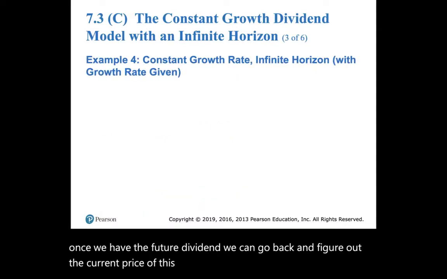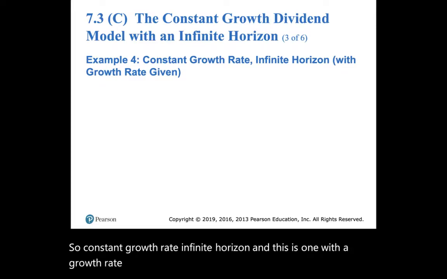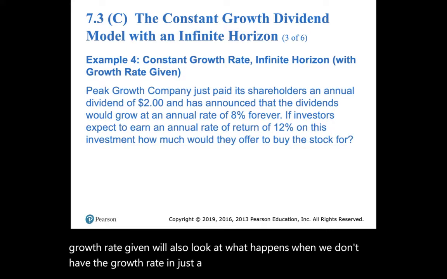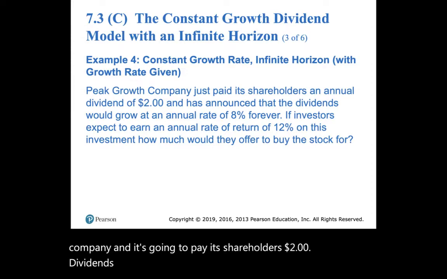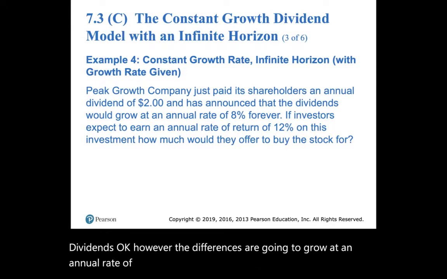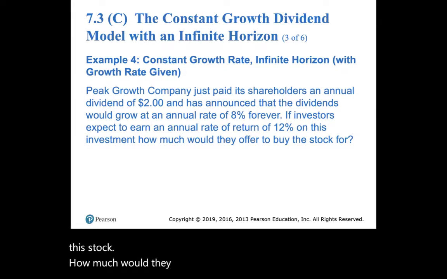Let's look at an example. Constant growth rate, infinite horizon. This is one with a growth rate given. We'll also look at what happens when we don't have the growth rate in just a second. In this case, we have a company that is going to pay its shareholders $2 dividends. However, the dividends are going to grow at an annual rate of 8%. If investors expect to earn an annual rate of 12% on the stock, how much would they offer to buy the stock? Very interesting.